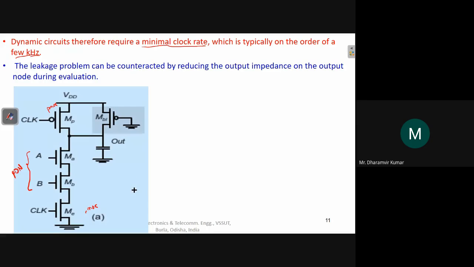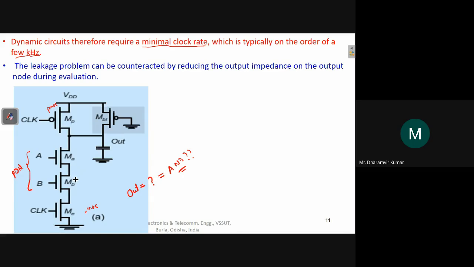If someone asks you what the equation for the output is here, can you tell me? Anyone? Which gate is it implementing? OR gate, AND gate, NAND gate? Someone said AND gate, right? But can you tell me why it is an AND gate? Sir, A, B, and clock are in series.